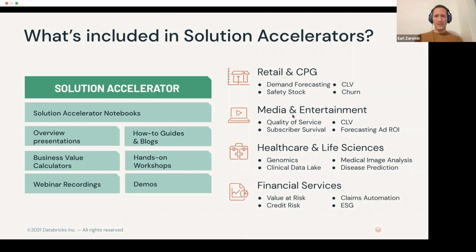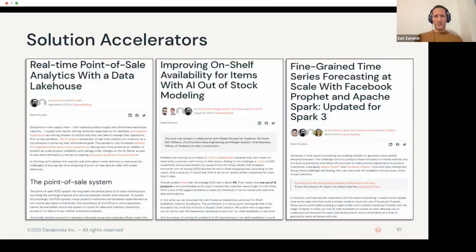We really encourage you to go and explore some of this, because you'll be able to find interesting content that's bundled in a very approachable way to make it easy for you to get started. This is just an example of some of the solution accelerators for retail, and these are the blog posts that explain those solution accelerators.